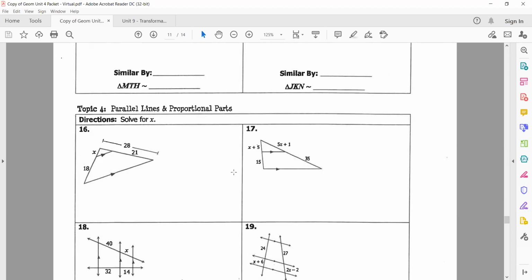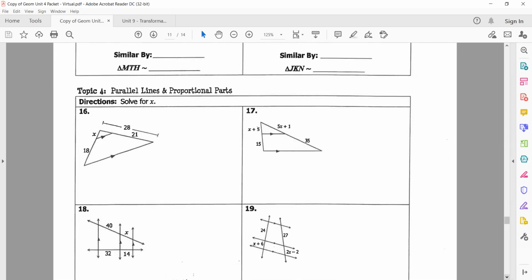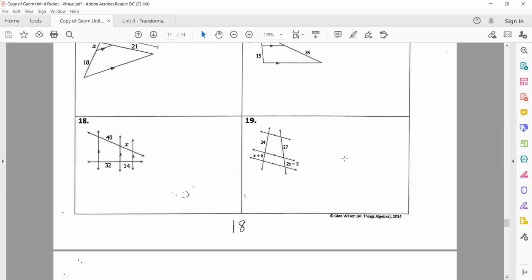And today we did proportional parts. So go back to those notes on how that came together. 18 and 19 are pretty similar because now we're talking about transversals, and we've got a bunch of parallel lines. So don't forget, those little arrows mean parallel lines. So even though it's not triangles, the proportionality works the same because we have parallel situations.